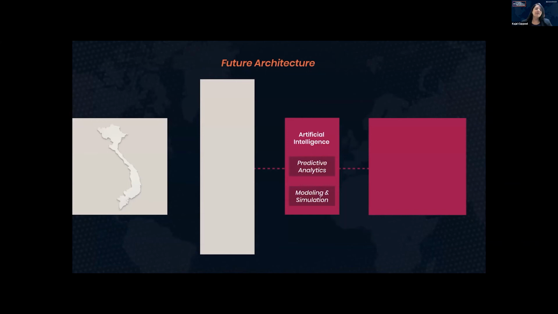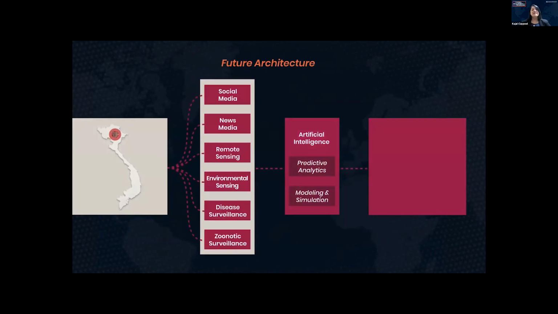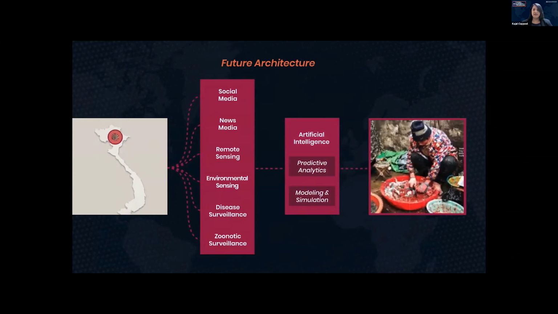Now, what if we are able to bring together data from existing syndromic surveillance systems and are able to mine additional data, social media, news media, environmental conditions, and have sophisticated artificial intelligence to predict the impact of that virus and are able to cordon off the area and stop that mutated virus from ever leaving the wet market of Hanoi?